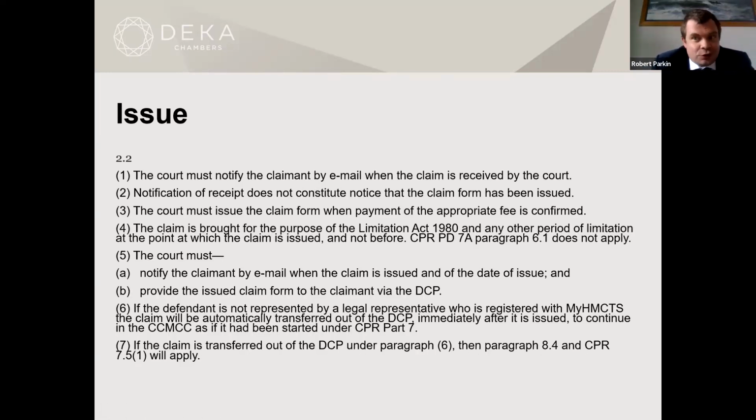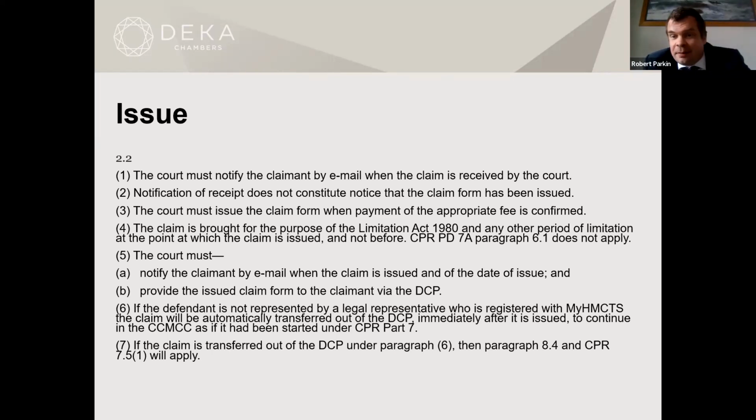Issue. Not so sure about this bit. The court must notify the claimant by email when the claim is received by the court. Fine. Notification of receipt does not constitute notice that the claim form has been issued. Fair enough. The court must issue the claim form when payment of the appropriate fee is confirmed. Fair enough. The claim is brought for the purposes, here we go, the claim is brought for the purposes of the Limitation Act 1980 and any other period of limitation at the point at which the claim is issued and not before.